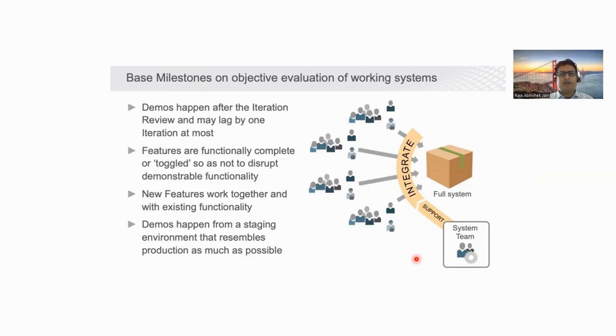So what do we do in system demo? Features which are functionality complete can be demonstrated. Features which are not complete can be toggled so that they don't disrupt the functionality. New features should be able to work together with the existing functionality, and that has to be demoed. These demos should happen in the staging environment, which resembles the production environment. Staging environment is nothing but an environment which looks exactly like the production. It is not a production environment, but it looks exactly like production. And that is the staging environment where the demo should happen. So system demo should happen in the staging environment.